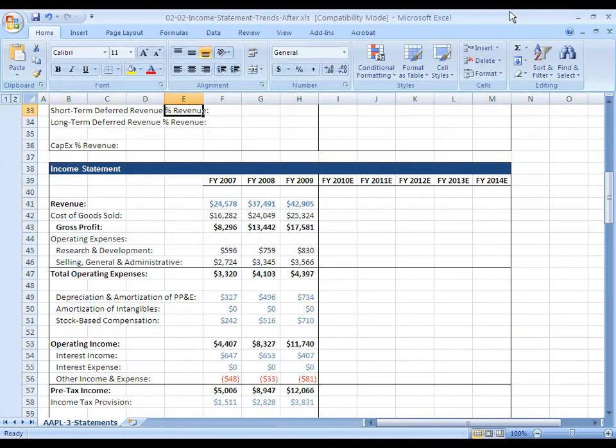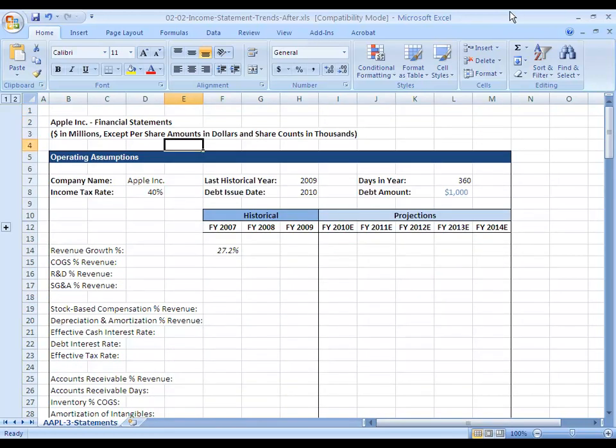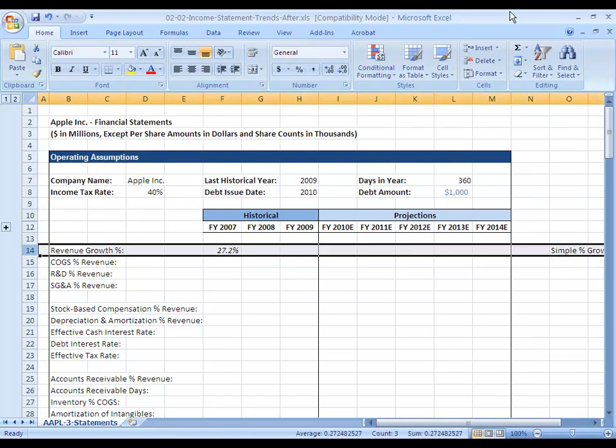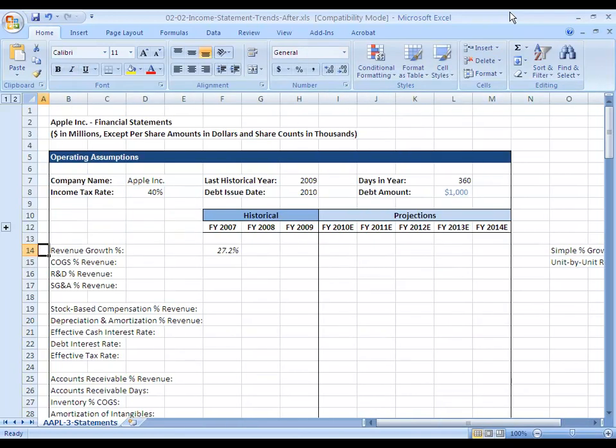Now, when you're projecting the revenue and expenses for a company, you have two choices. So there are two ways to make these projections. I'm going to start with the revenue side first. On the revenue side, you can either make a simple percentage growth assumption, and as you can see, that's the approach that we're taking here. Or if you want to be more detailed, you can do a unit by unit revenue build. So the difference here is that with a simple percentage growth assumption, we're just saying that revenue is going to grow by 10% or 5% or 8% per year, and that's it.